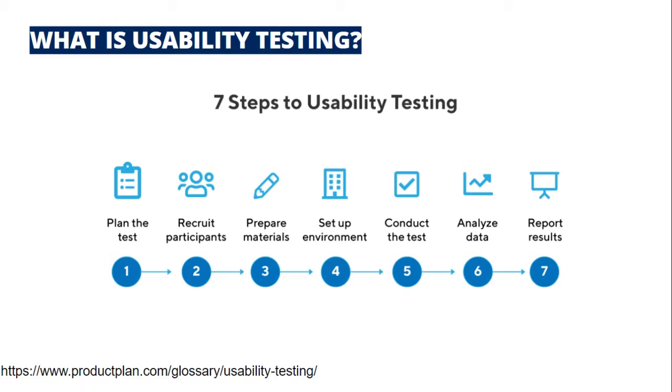Again, this is an overview. We're going to go in a lot more depth. You can think of usability testing as 7 steps. The first one is planning and recruiting. So planning the test. This is what we're starting now. We're starting planning our tests.